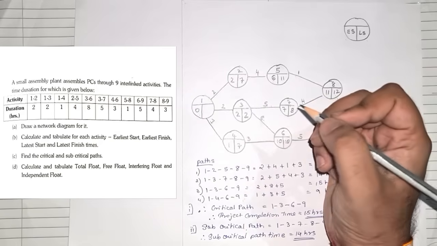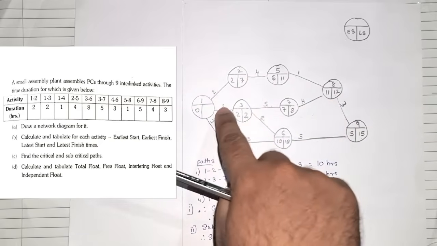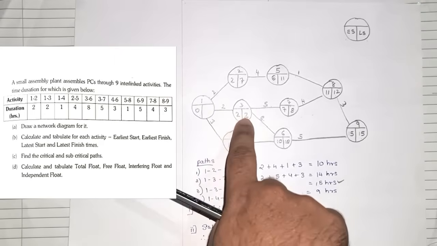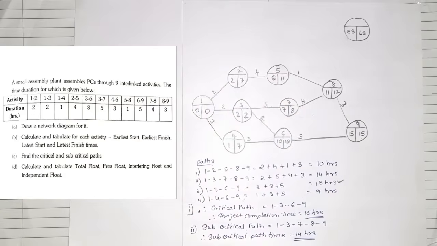Okay, now last one, 7 minus 2 is 5, 2 minus 2 is 0, and 7 minus 1 is 6. So the lowest value was 2 minus 2, which is 0. So we will take this as 0. So this is how we were able to complete this entire network diagram with the early start point and the latest start point.